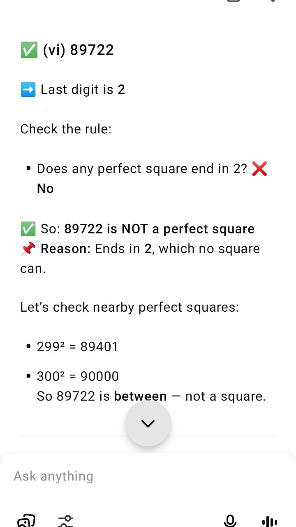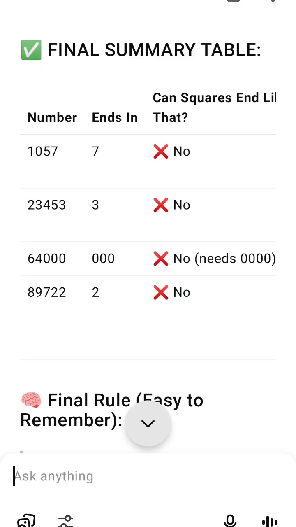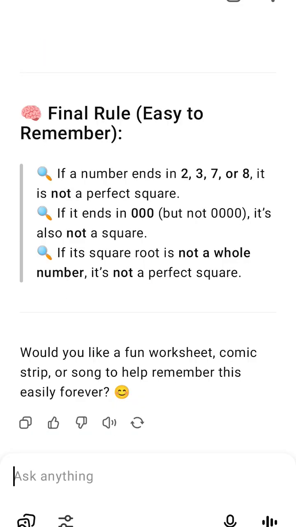Final rule, easy to remember. If a number ends in 2, 3, 7, or 8, it is not a perfect square. If it ends in 00 but not 0000, it's also not a square. If its square root is not a whole number, it's not a perfect square. Would you like a fun worksheet, comic strip, or song to help remember this easily forever?